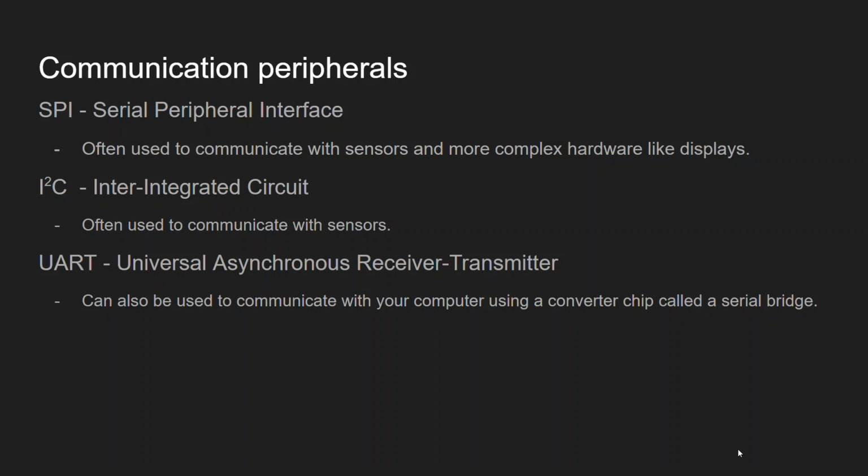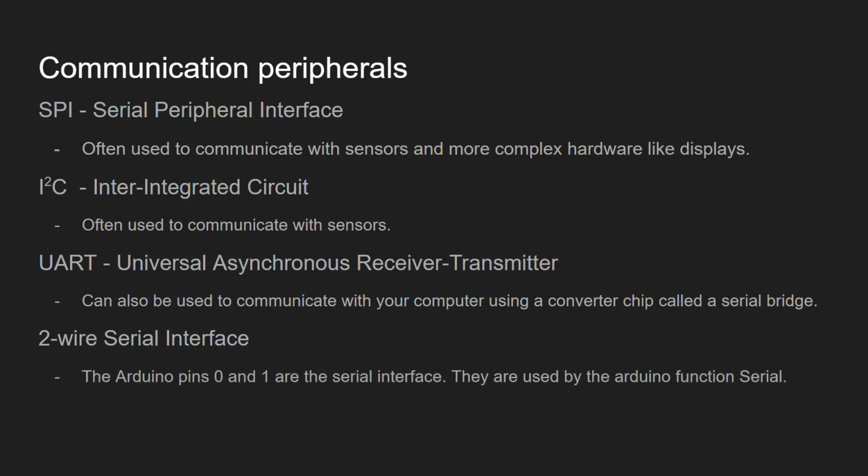The 2-wire serial interface on the Arduino uses the UART protocol. Pins 0 and 1 are the serial interface. For all these peripherals, there are fitting Arduino functions.